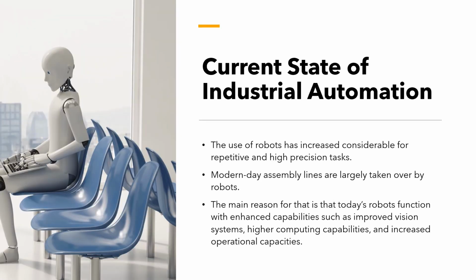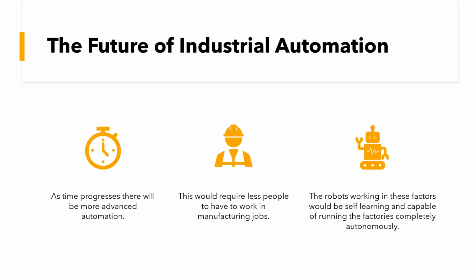Current state of industrial automation. The use of robots has increased considerably for repetitive and high precision tasks. Modern day assembly lines are largely taken over by robots. The main reason for that is that today's robots function with enhanced capabilities such as improved vision systems, higher computing capabilities, and increased operational capacities.